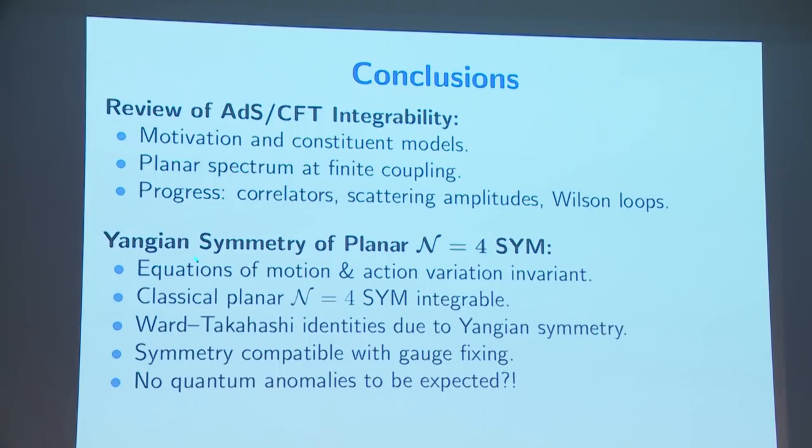And in the latter part of the talk, I've discussed Yangian symmetry of planar N=4 super Yang-Mills. In a nutshell, we've shown that the equations of motion and the action of the model are invariant. So in that sense, classical planar N=4 super Yang-Mills is an integrable model. We've set up Ward-Takahashi identities which arise due to this extended symmetry. We've shown that the symmetry is compatible with gauge fixing, but it does introduce some new interesting BRST-type structures, which I guess are not under very good control mathematically. And we expect that there will be no quantum anomalies, but that still needs to be settled.